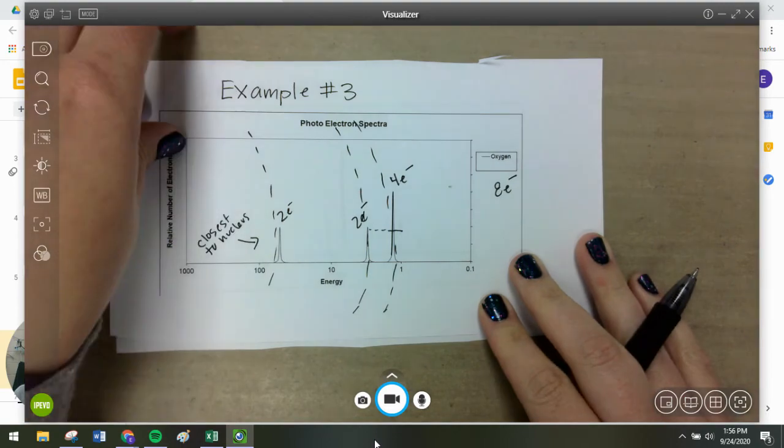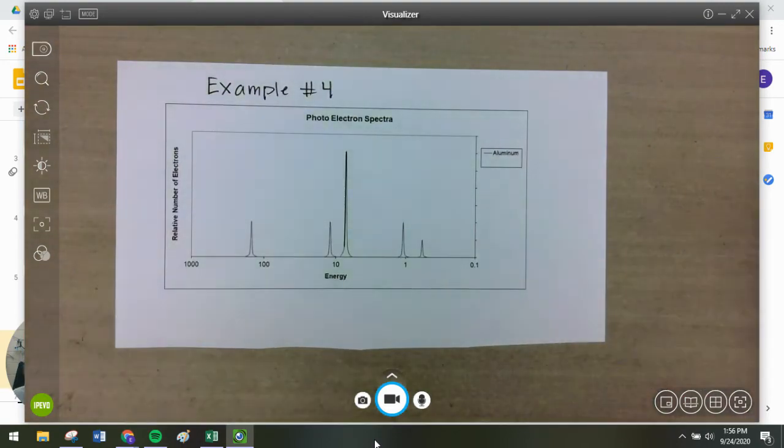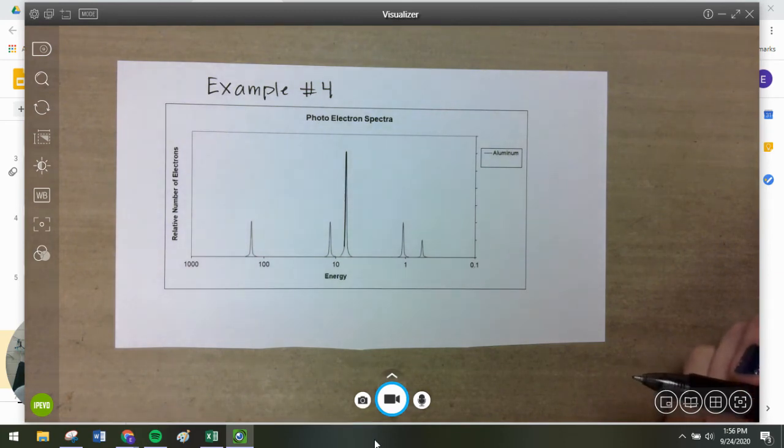Okay? And the last example. This one gets a little more complicated. This is for aluminum. So if you want to pause this, see if you can figure out how many electrons are in each of these subshells, and then we'll go over it.